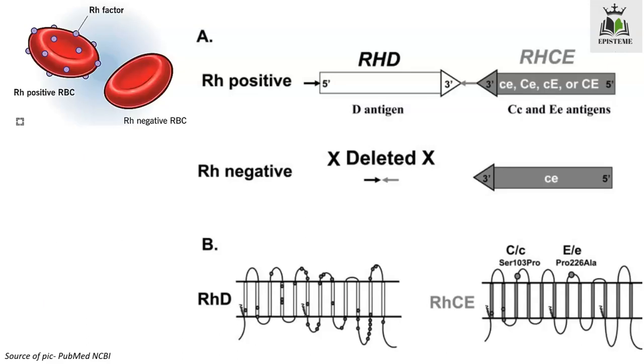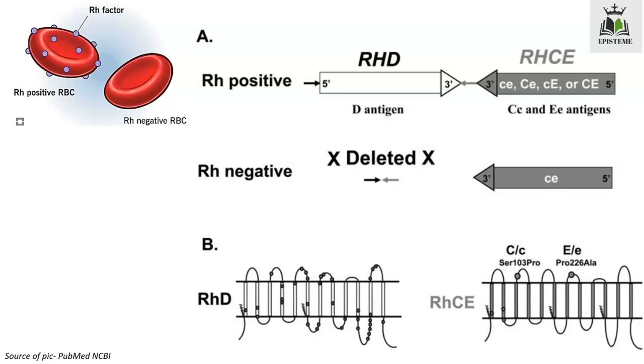Now what I just told earlier, here it is a representation. So the RH positive, when you call a person RH positive, it means they have both the genes, that is RHD and RHCE, and since they're both present, all the antigens are also coded by these genes. So RHD will code for the D antigen, and RHCE will code for the C and E antigens.